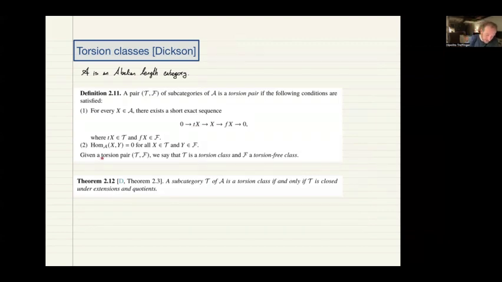And the second condition is that there are no morphisms from any object in T, the torsion class, to any object in the torsion-free class. When A is an abelian length category, which is a hypothesis that we will assume throughout this video, then the subcategories of an abelian category which are torsion classes are exactly those which are closed under extensions and quotients.